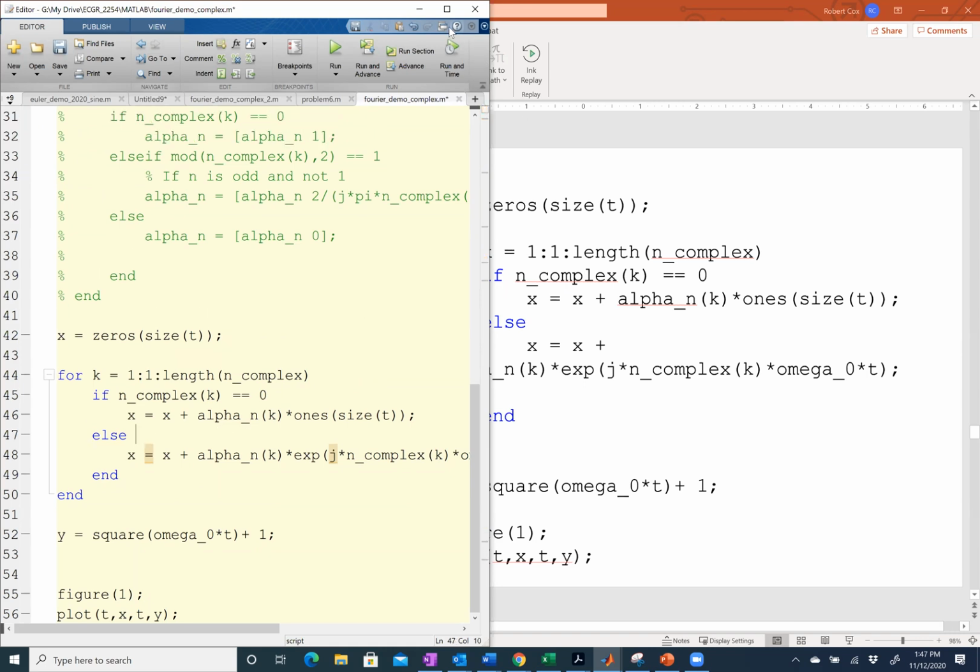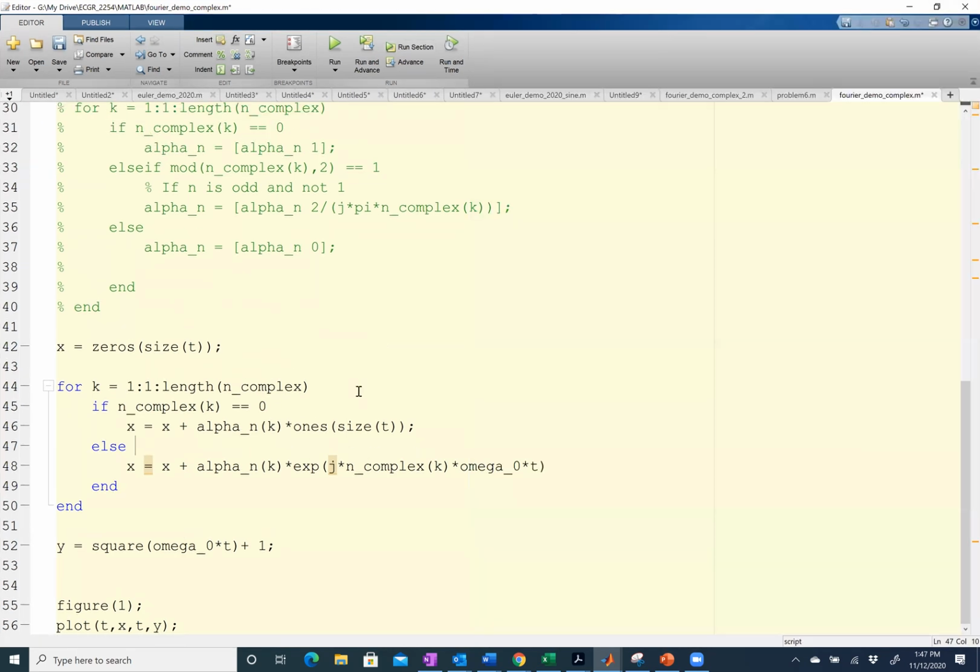Now, one thing I wanted to add here is notice I didn't necessarily have to do this, but I did. What did I do if n complex of k equals 0? That's the DC term. So what it says is multiply by a vector of 1s.